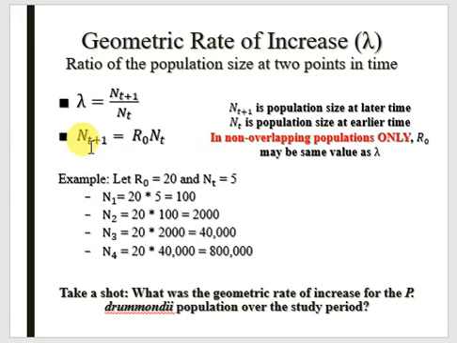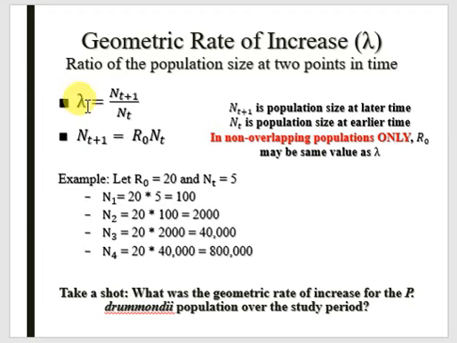So you can figure out 4 generations, 5 generations later, what the population size is predicted to be based on that earlier measurement of time and the reproductive rate that's been calculated. And then once you find the nt+1 value, you plug that in to find lambda.